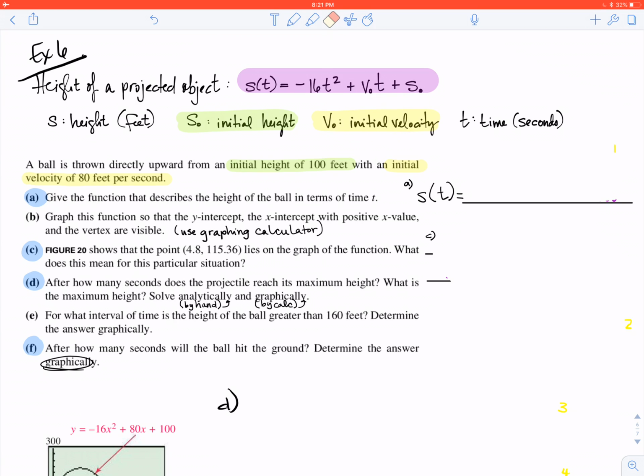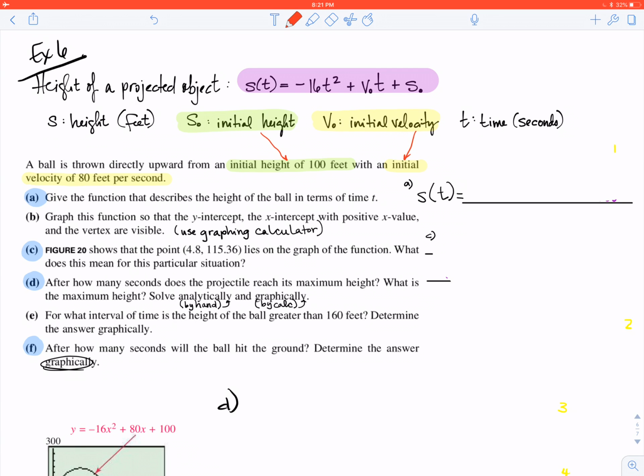So if we read the first part of this question, a ball is thrown directly upward from an initial height of 100 feet. So I can tell right then that my s sub naught is going to be 100 feet. With an initial velocity of 80 feet per second, so there's where my v sub naught is going to come from. Take a look at part A.